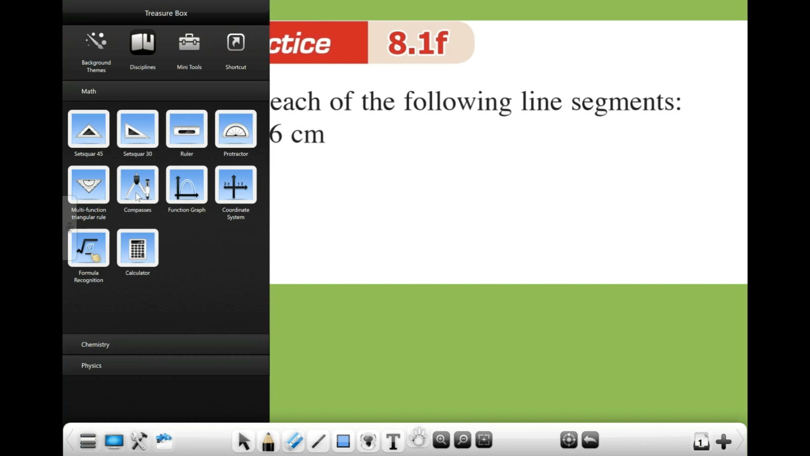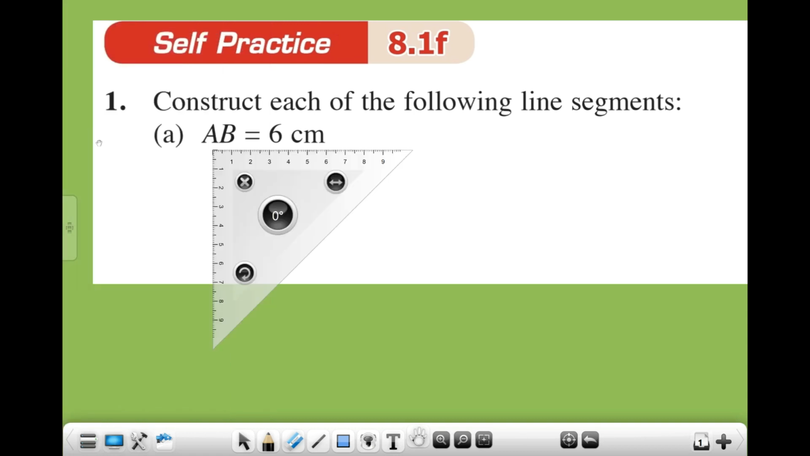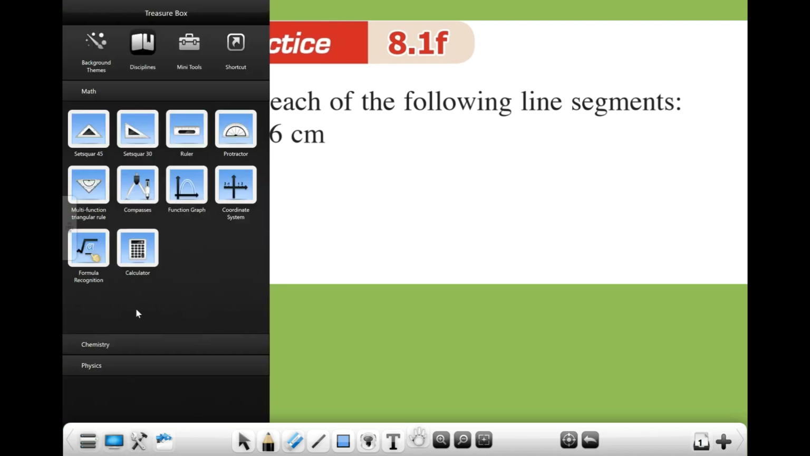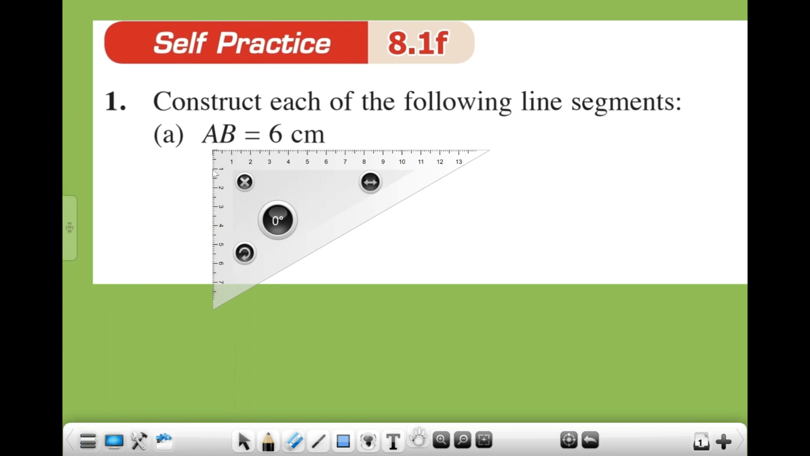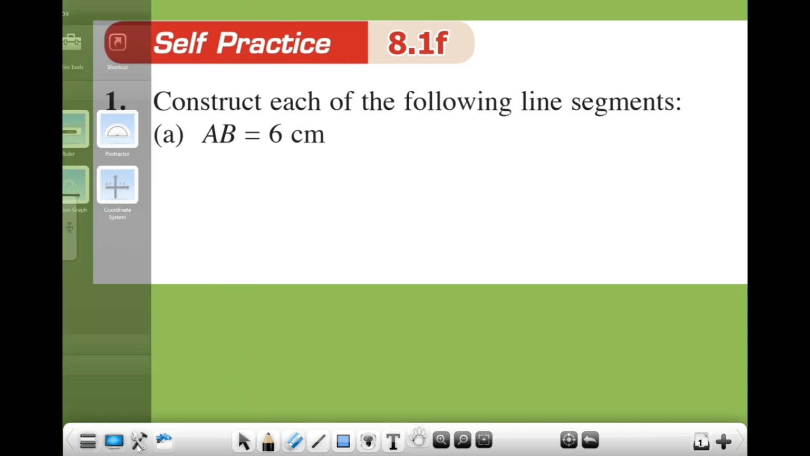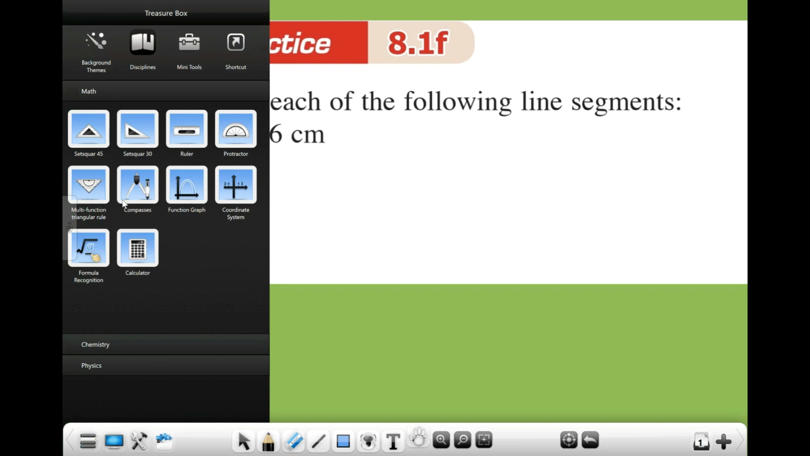We have two kinds of set square. This is a set square of 45 degree, because at two ends over here, it is 45 degree. And there's another one. This is a set square of 30 degree. This part here is 30 degree. So there is a difference. You can see this one is longer, this one is shorter. So basically, you know all of this already. This is a multifunction triangular ruler, but we seldom use this one. The ones that we mainly use are the compasses, the protractor, and also the ruler.